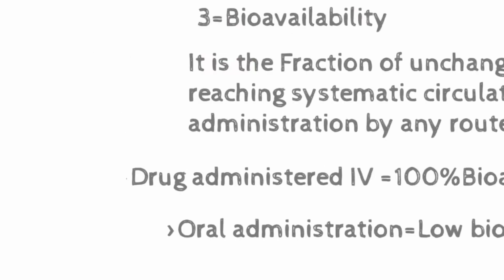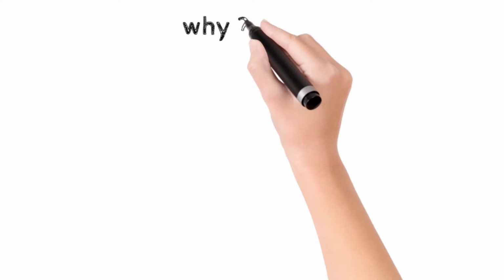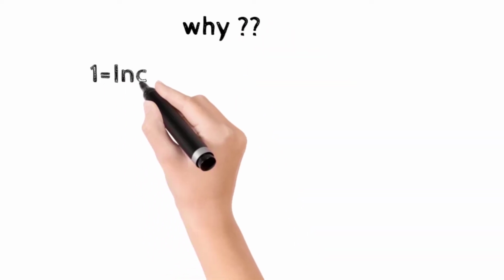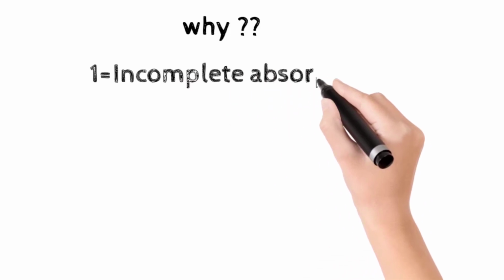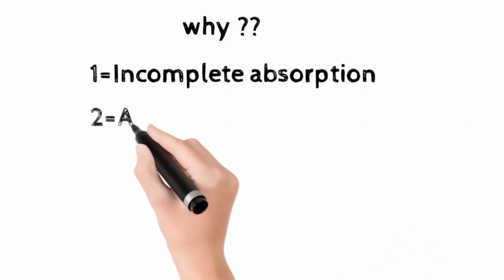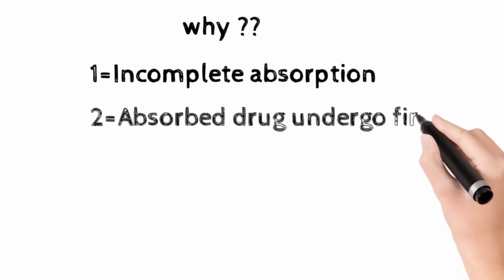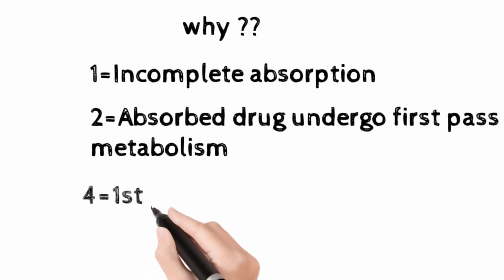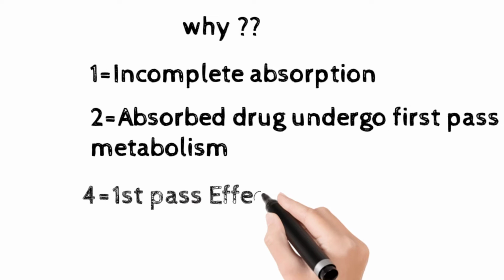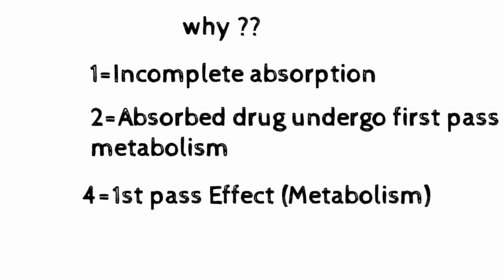Now why? We start from the question: why does the oral route have low bioavailability? The first thing is due to incomplete absorption through the GIT. Number 2, absorbed drugs undergo first pass metabolism. Okay? Now come to the fourth topic. What is first pass effect? First pass metabolism.